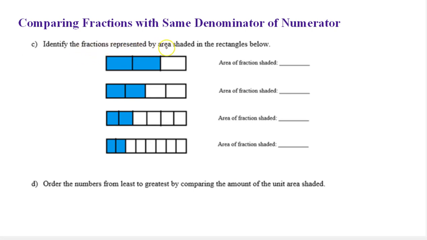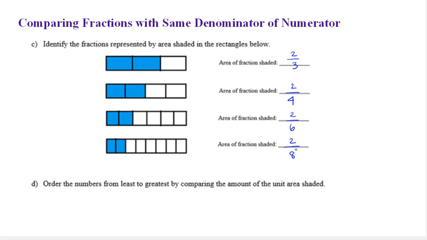Identify the fractions represented by the area shaded in the rectangles below. So, if this is the unit, we have 3 pieces and 2 of them are shaded. So here we have 2/3 shaded. Here there's 1, 2, 3, 4 equal pieces, and we also have 2 shaded. Here we have 2 pieces shaded, but there's 1, 2, 3, 4, 5, 6 pieces, so it's 2/6. And finally 2 shaded, and there's 1, 2, 3, 4, 5, 6, 7, 8 pieces, so it's 2/8 shaded.